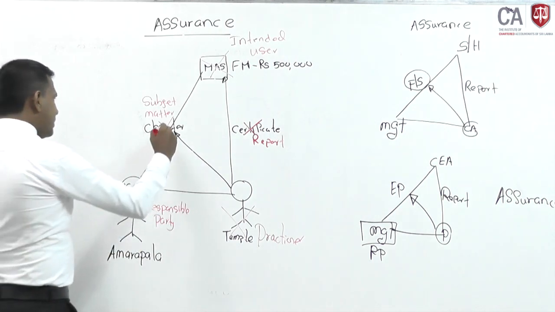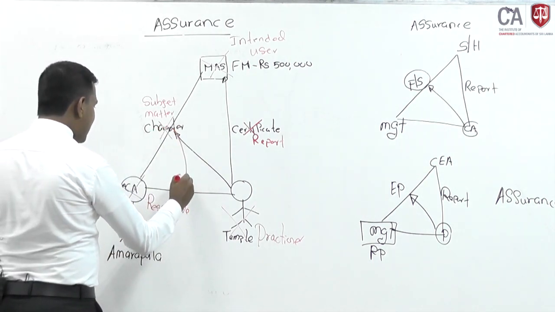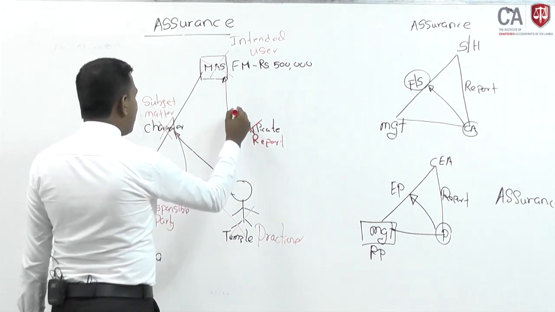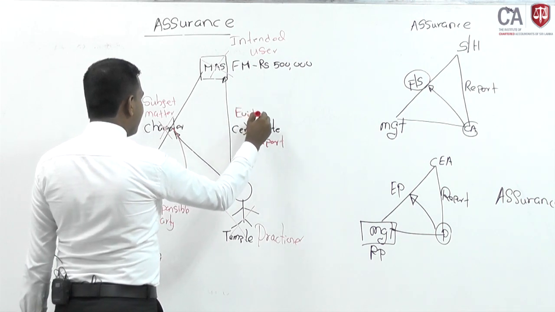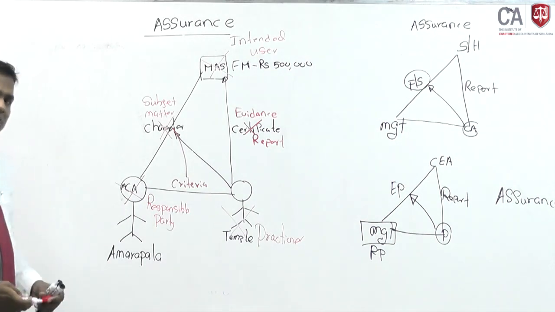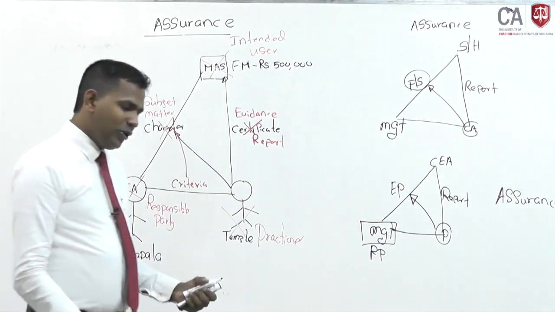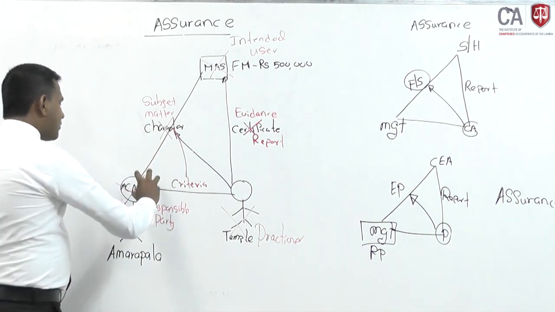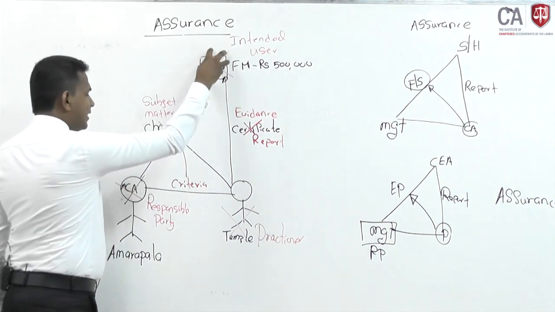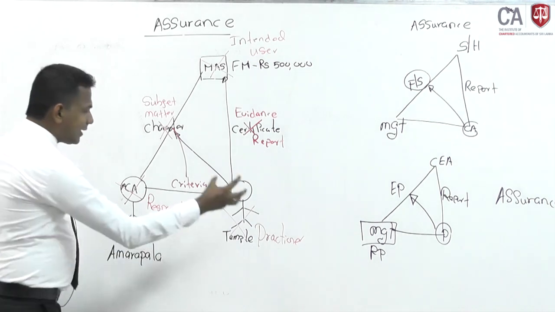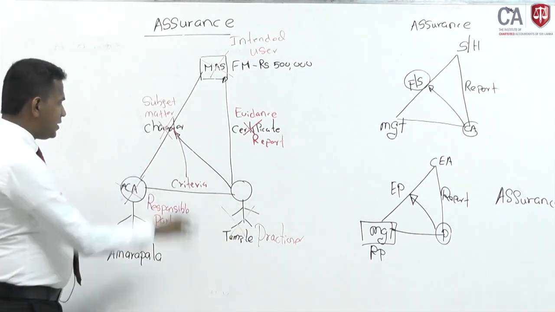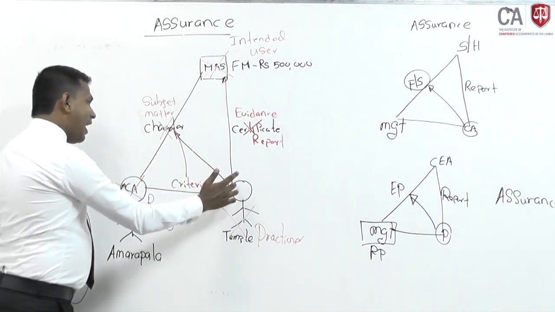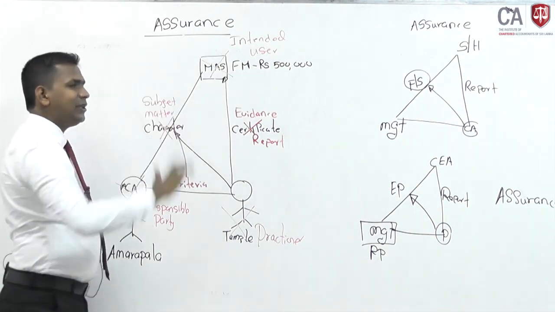Then the certificate we call report, right? And I told you the subject matter should be evaluated using the criteria. And if you want to issue a report, you need to have evidence, right? So this is what we discussed in webinar number one. And also I told you, don't memorize the definition, but what is the definition? There are tri-party involvement: responsible party, intended user, and the practitioner. The practitioner comes and checks the subject matter which is prepared by the responsible party using the suitable criteria, and after obtaining the evidence, a report is given to the intended user.